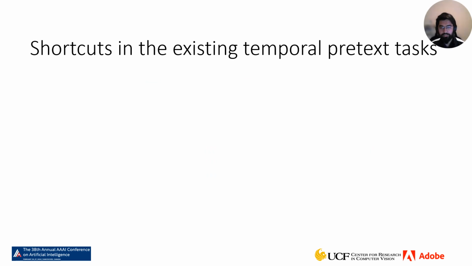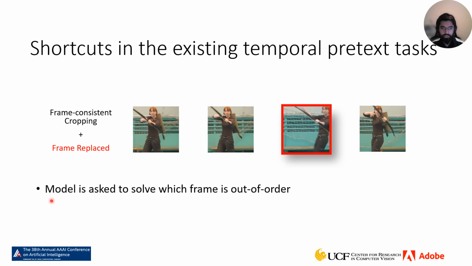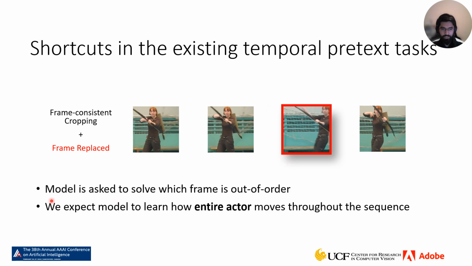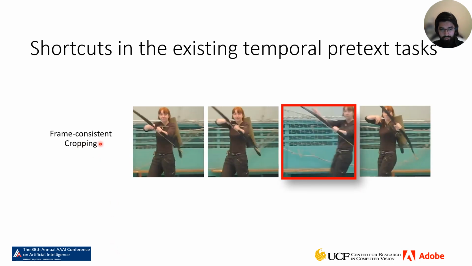So here we are considering a pretext task where a model needs to identify which frame is out of order. From the original pre-processed sequence, we randomly replace a frame, for example, the red highlighted frame here. And so the model is asked to solve which frame is out of order. And by solving this task, we expect the model to learn useful spatiotemporal features, for example, how the entire actor moves throughout the sequence.